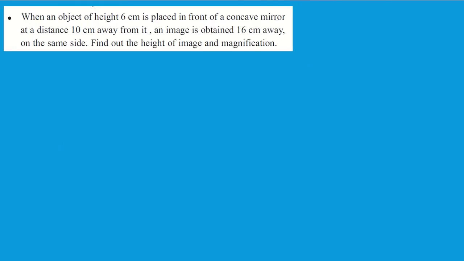When an object of height 6 centimeter is placed in front of a concave mirror, so again concave mirror, hope we'll get some convex mirror questions, right? Object of height, I'm sorry, this is object height, right? It's not object distance. Height of the object is 6 centimeter. Object distance is minus 10 centimeter.